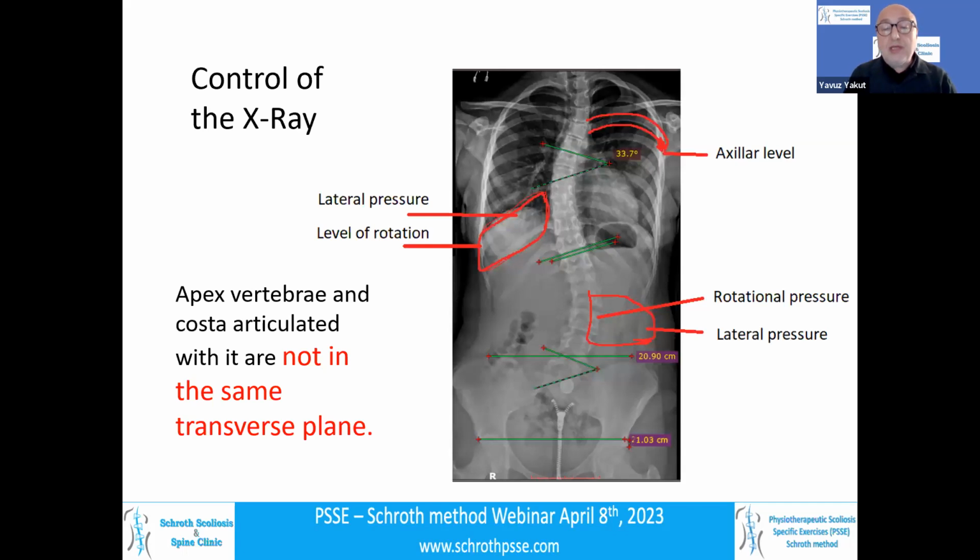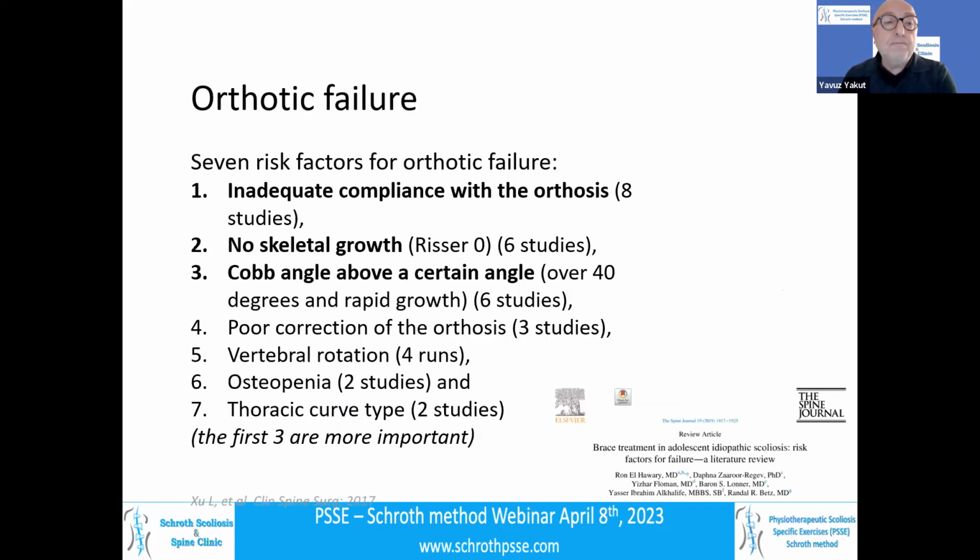The important thing is, especially for a thoracic curve, we are pressing or pushing the ribs, so we will follow the costal direction. It means that rotation and lateral bending pressure are not at the same level. There will be a difference. Lateral pressure is lower; for rotation, it must be at an upper level.